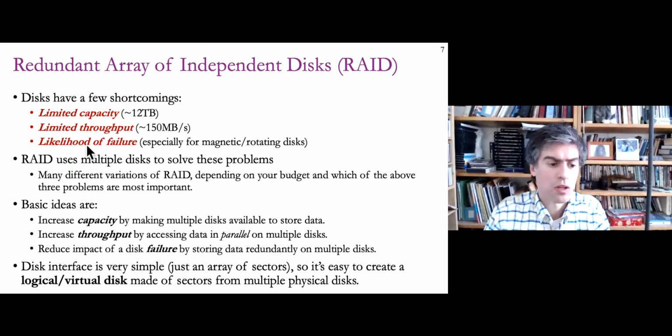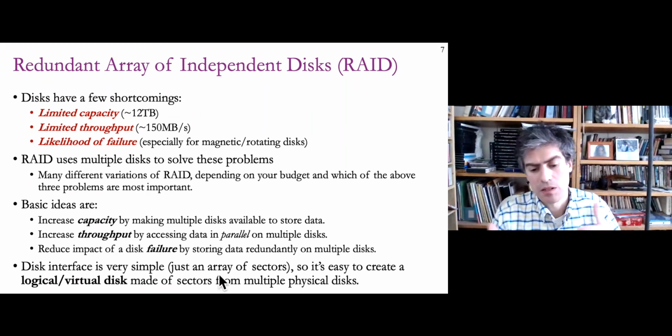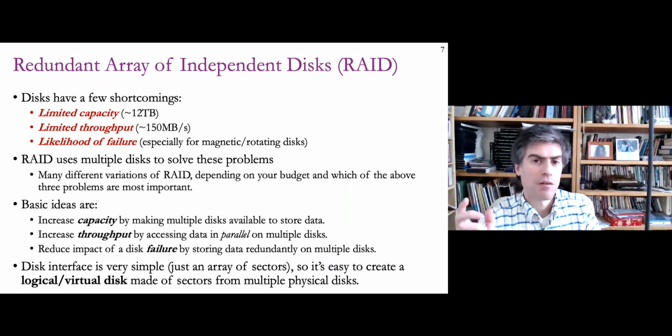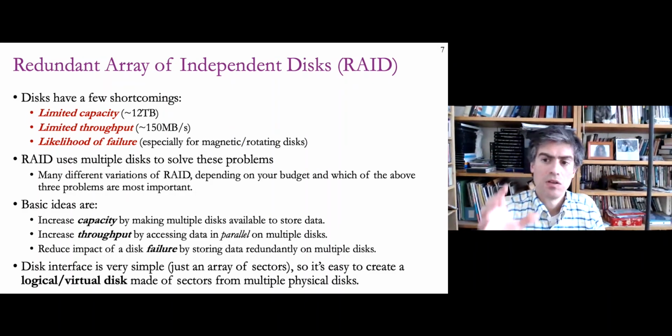And this works really well because a disk interface is very simple. A disk presents itself to the operating system as an array of sectors. A sector is a chunk of 512 bytes that you can read from. So it's basically just a big array of bytes.